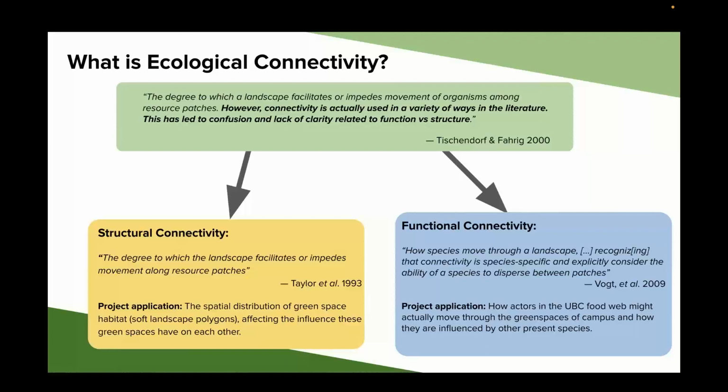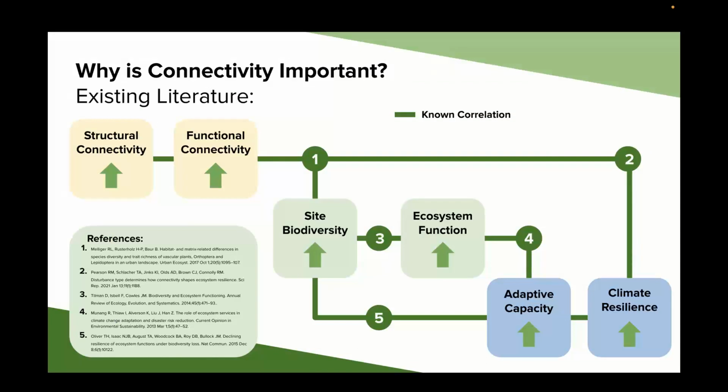So first, we're going to go over structural connectivity, which is the spatial distribution of habitat affecting the influence green spaces have on each other. And the functional connectivity definition that is project specific for us is how actors in the UBC food web move through the green spaces on campus and how they are influenced by other present species. So, why are they important? Before diving into the specific research components of this project, we would like to demonstrate how ecological connectivity influences other factors of ecology and ecosystem quality with information gathered from a literature review.